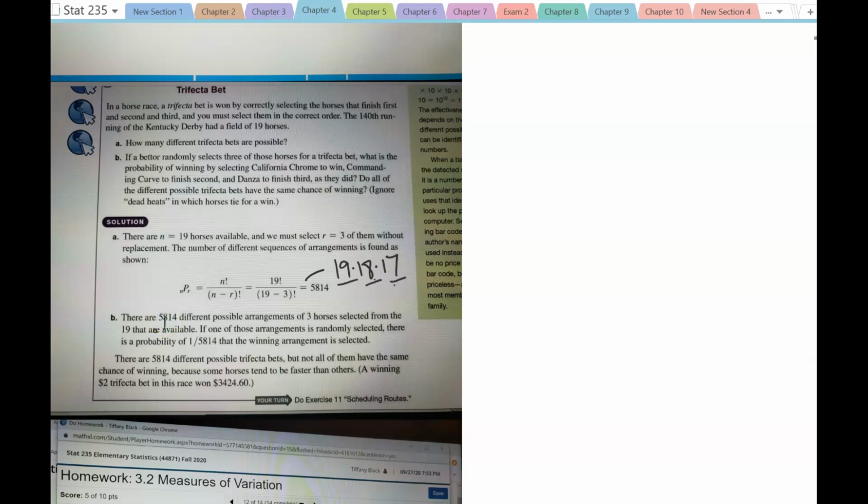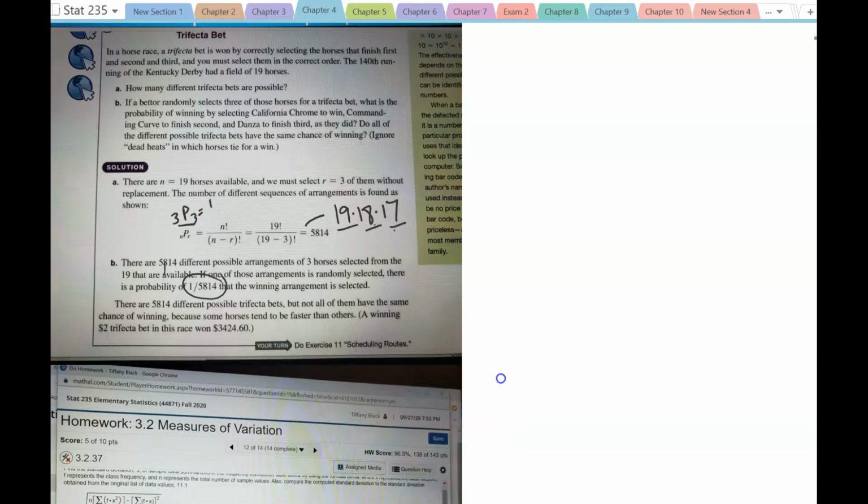So if you want to know the probability of picking one of those arrangements, there's only one arrangement of picking those horses that all 3 of them win. And that's going to be 1 out of 5,814. And you could think of that as, like we said before, 3 permute 3, and that's going to be 1. So 1 out of 5,814. They all have an equal theoretical chance of winning.